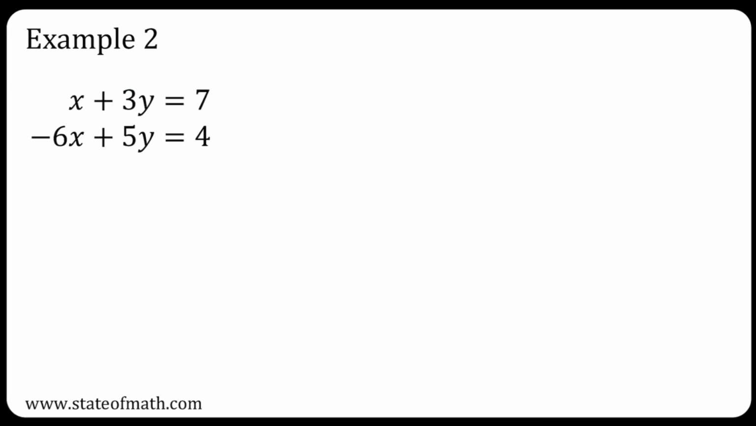For this next example, substitution wouldn't be too bad, but elimination is still a quicker option. I'm looking at the coefficients of x and y, and nothing cancels out straight away, so I need to create a pair of terms that will eliminate. I noticed that if I multiply the first equation by 6, I will match the coefficient of x in the second equation, so let's do that. This will give me 6x plus 18y is equal to 42. I will keep the second equation the same.